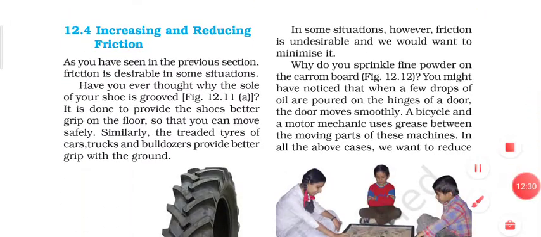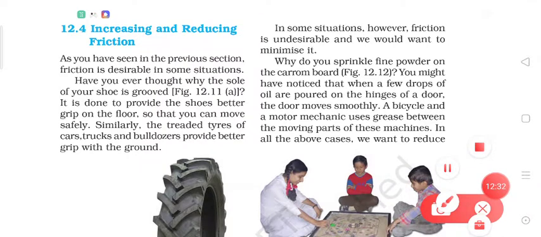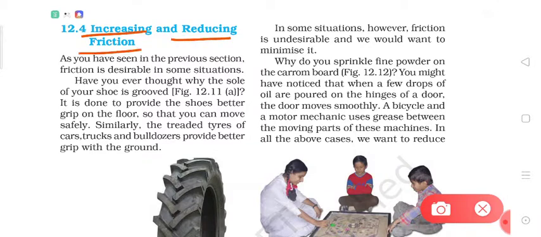Now, so here you can see that in many cases we require friction, but in other cases we want to decrease friction. So how can we increase friction, or how can we decrease or reduce friction?